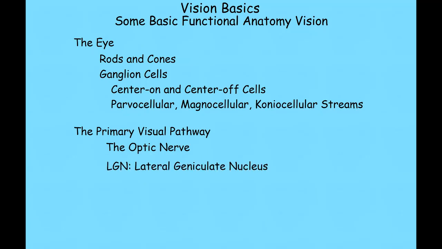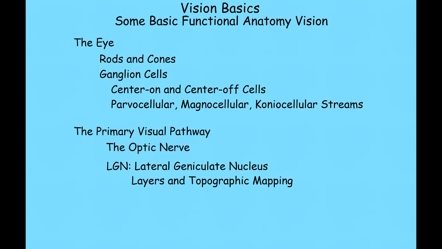And that information then goes to the second big stop on the primary visual pathway, the lateral geniculate nucleus. It's a body in the thalamus. It's kind of small, really. But we'll look at the lateral geniculate nucleus and what processing occurs there.